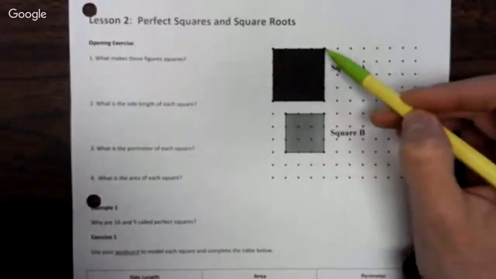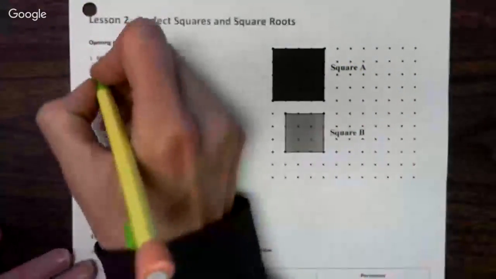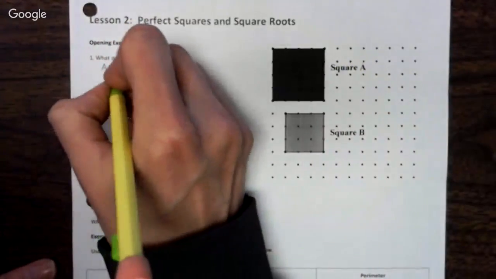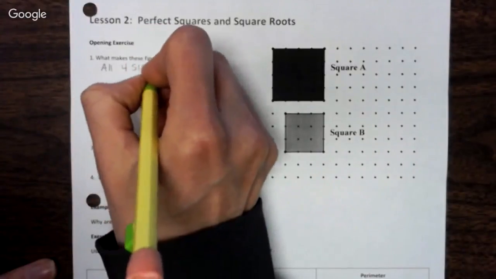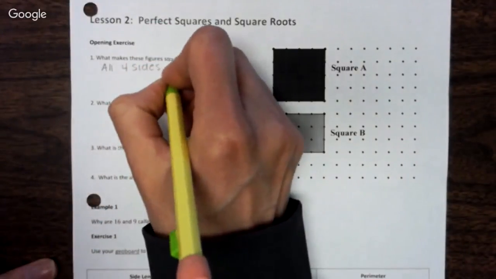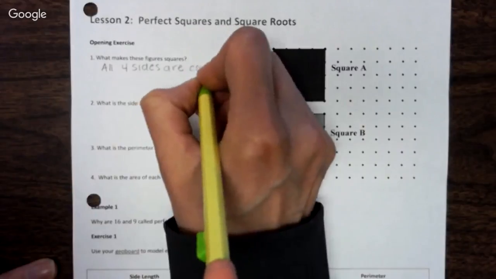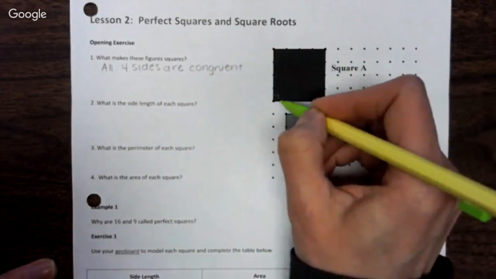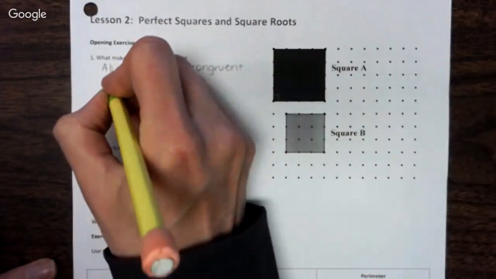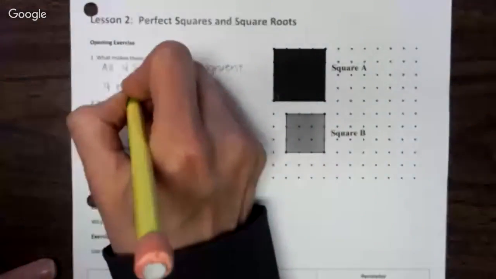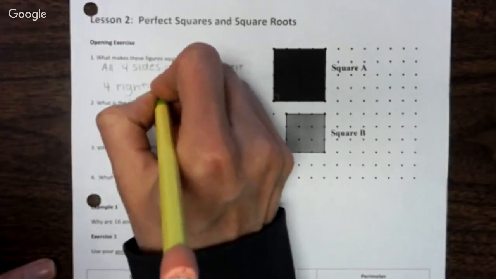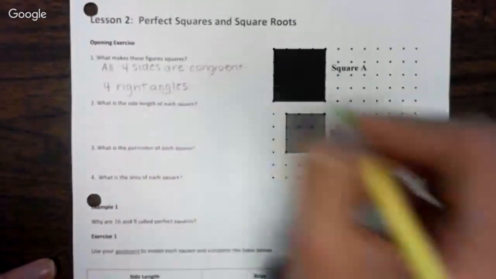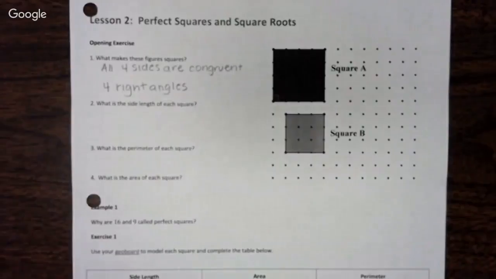Units, 4 units, 4 units. So one thing is that all 4 sides are congruent. The other thing that makes it a square is that every angle, notice, is a right angle. And it has 4 right angles.